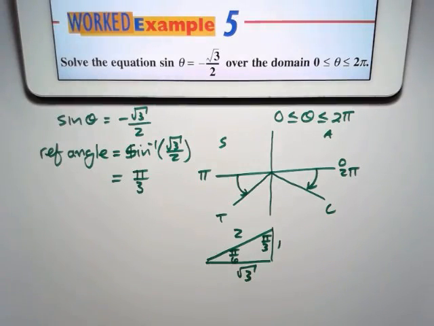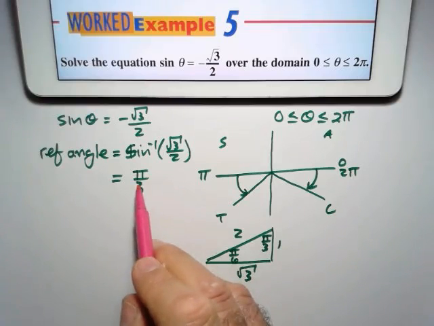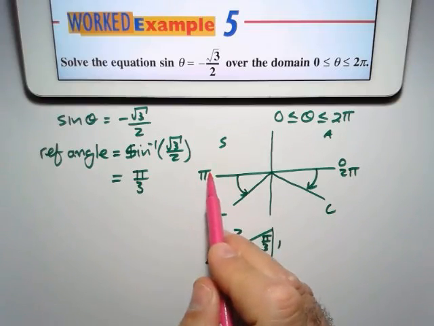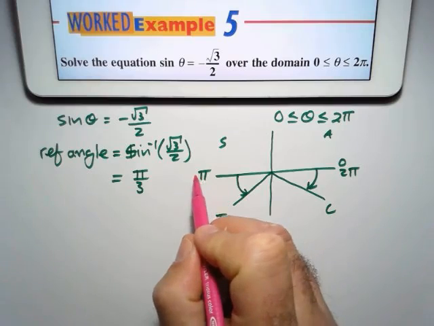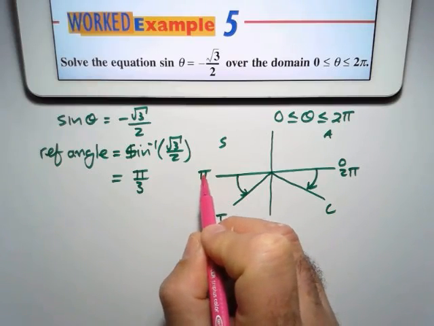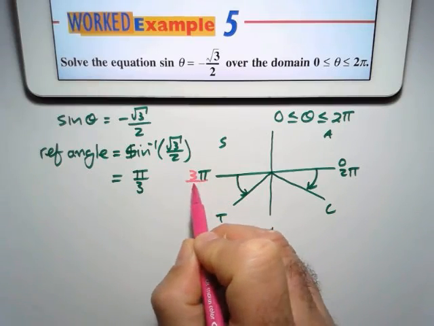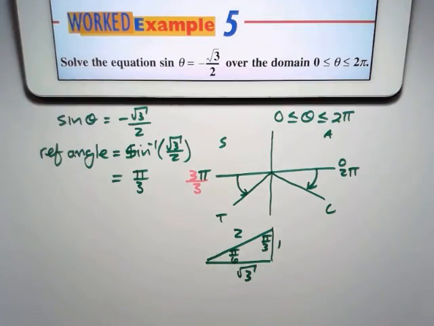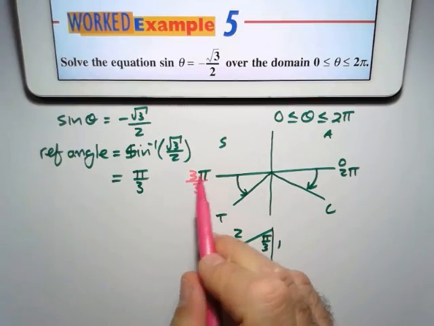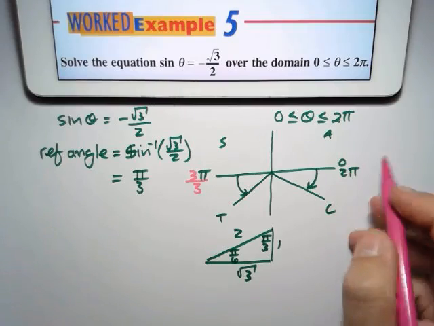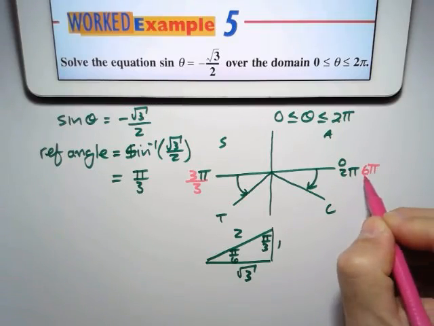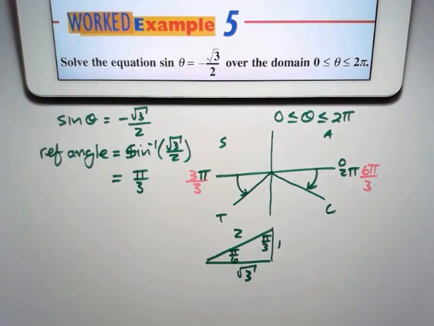Now comes my big hint. My big hint is, if I have a fraction here, write this pi as something over 3. In other words, 1 pi is the same as 3 pi over 3. Okay, and if this is 3 pi over 3, then 2 pi will be 6 pi over 3. Just makes your calculations easier.